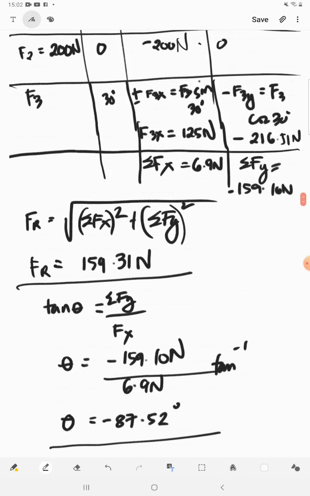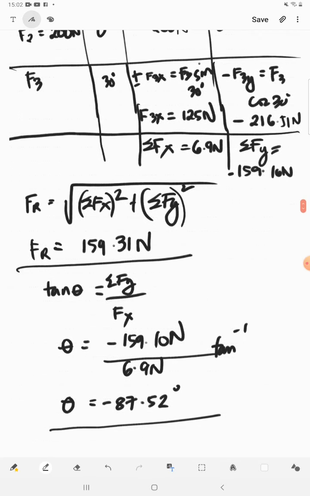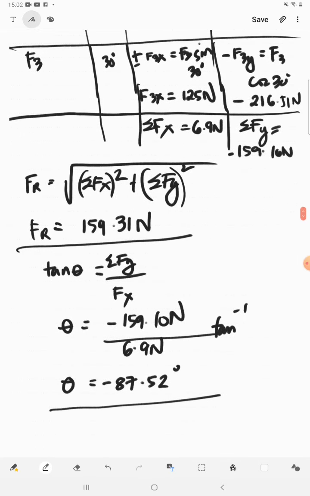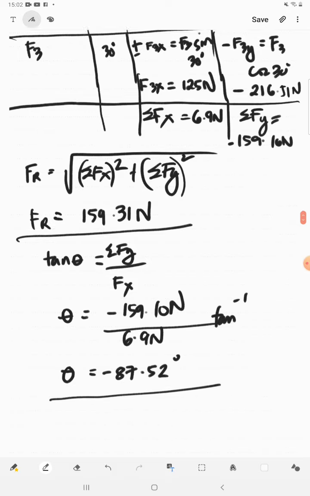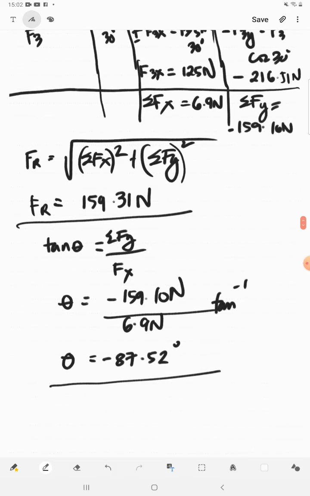Okay, so getting for the theta, for the angle of your resultant, tangent of theta is simply equal to summation of fy divided by summation of fx. Okay, so theta now will be equal to negative 159.16 divided by 6.9, shift tan. Okay, and your theta, you will get negative 87.52 degrees.